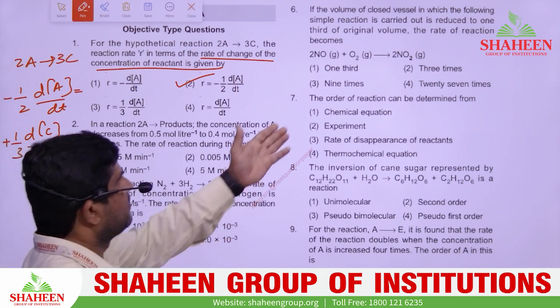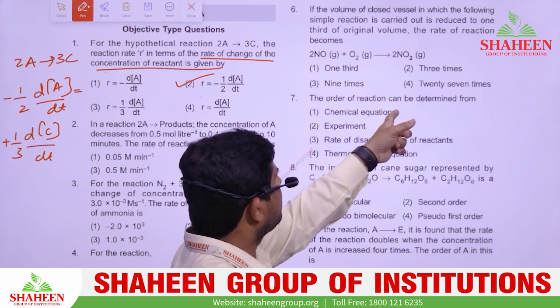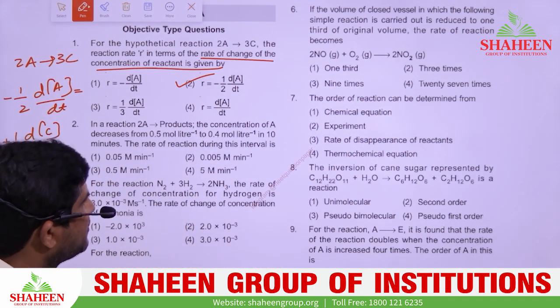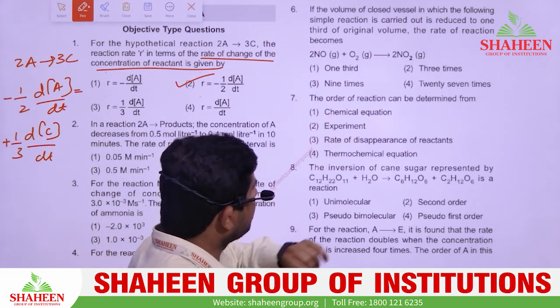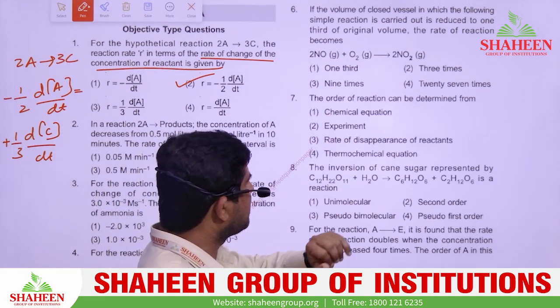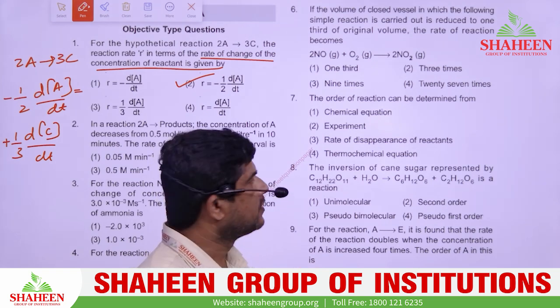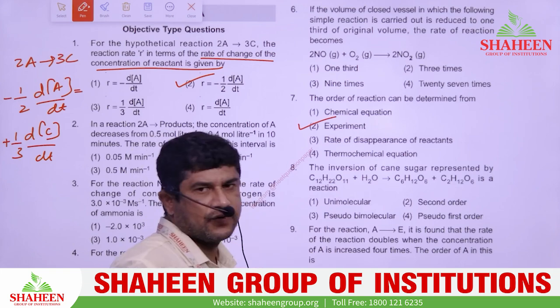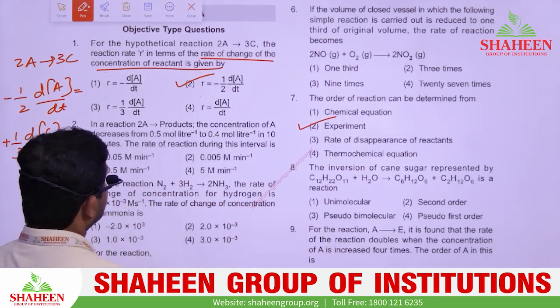Next, the order of reaction can be determined from which one? Chemical equation, experiment, rate of disappearance of reactant, or thermochemical equation. The order of reaction is determined by using experiment.